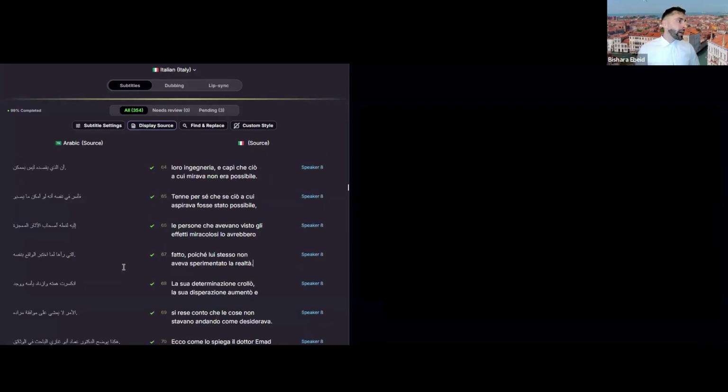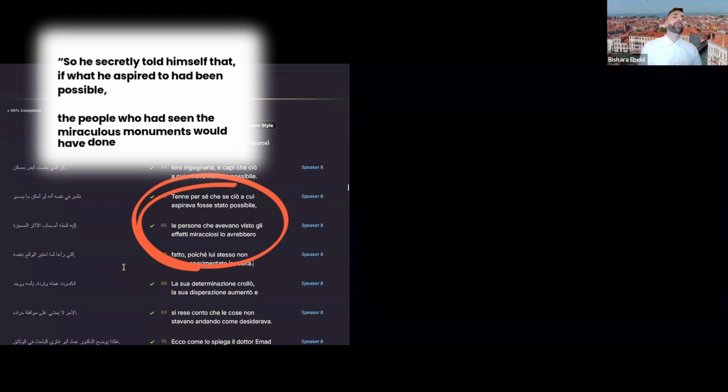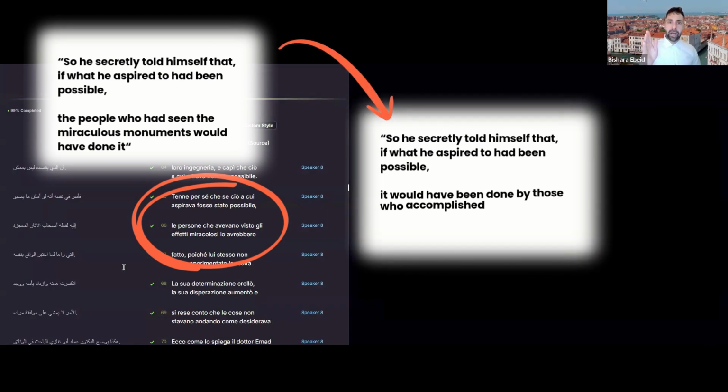Here we have the problem of the relative pronoun in Arabic. The rules of the relative pronoun in the Arabic language are not similar to those of Italian grammar. So in our case, because of translating the relative pronoun wrongly, the whole passage was translated wrongly.